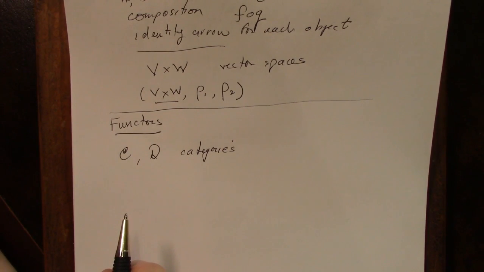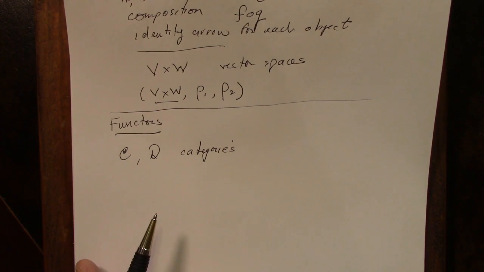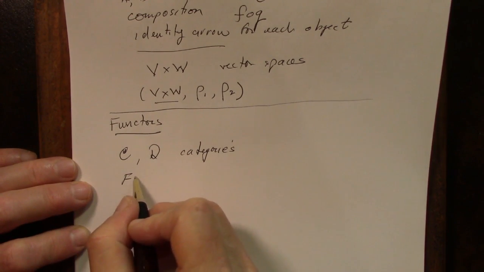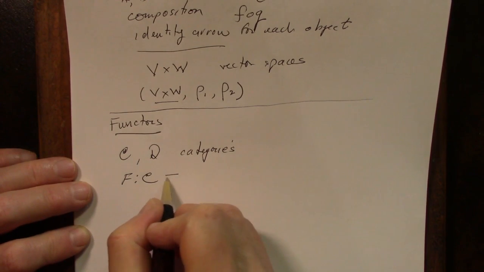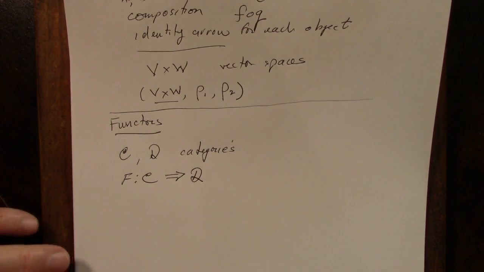Well, categories have two parts, really. They have objects and they have morphisms. So what we're going to need is two functions. One that maps the objects of C to the objects of D, and one that maps morphisms in C to morphisms in D. It's customary to use the same letter, F, for both of these functions, and I'm going to use a double arrow to denote functor.